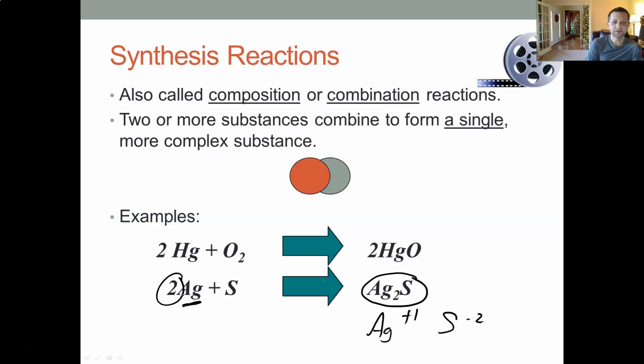Okay, so these are 2 quick examples of synthesis reactions. I think there's one more on here that has the word equation for us. So let's go through and do that real quick.